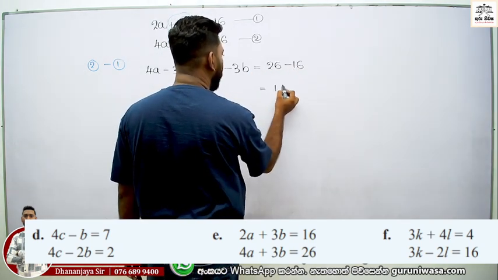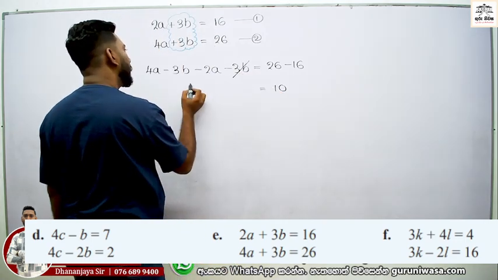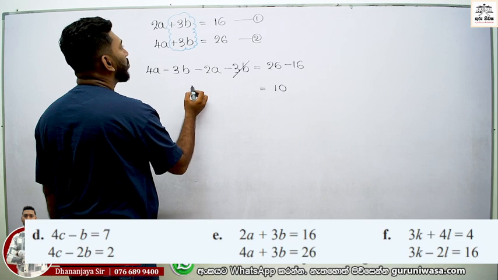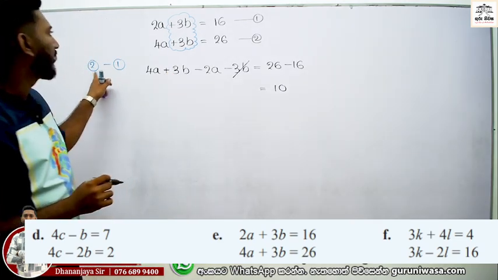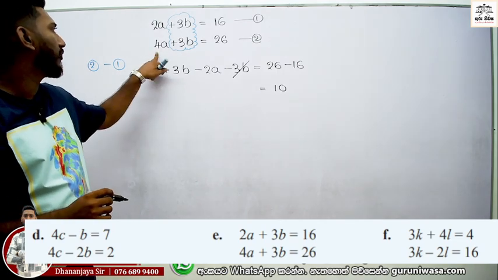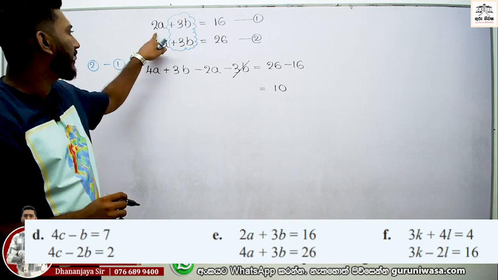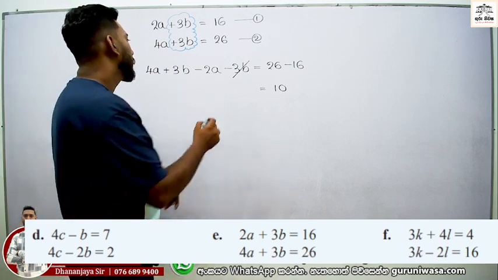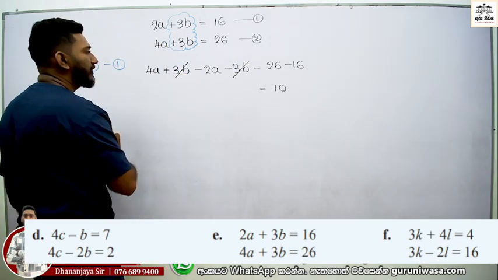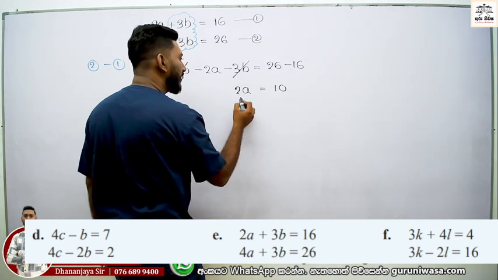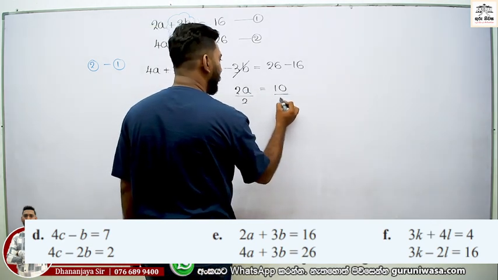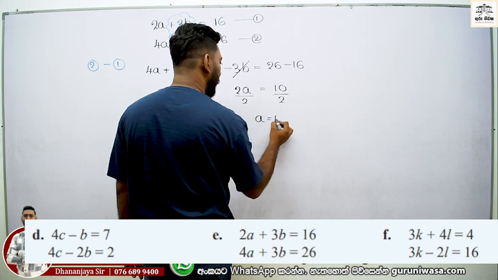The first one is 4a plus 3b, and this one is minus 2a and minus 3b. Minus 3b and plus 3b are eliminated. 4a minus 2a is 2a, equals 10. Then divide by 2. Now a becomes 5.